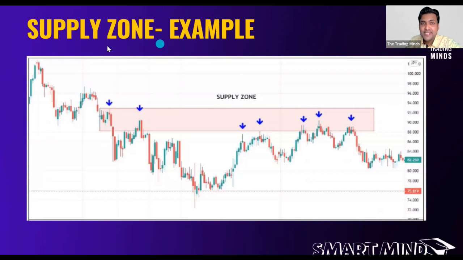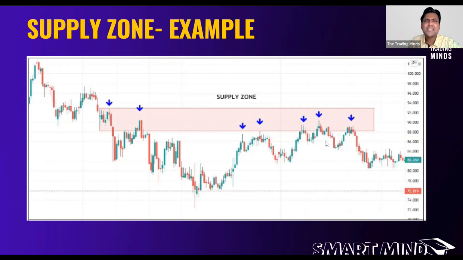Supply zone. This is an example for supply zone. See, the supply zone is the area which I'm showing here. If you can see here, every time the price goes to the supply zone, it falls down. Again goes up, falls down. Again goes up, falls down. So this is an area where maximum supply is available.